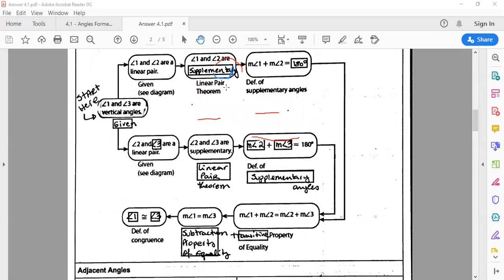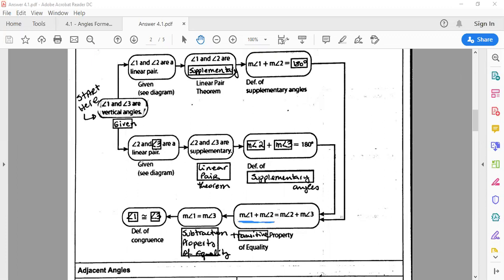So now, both of these statements that we just talked about are going to point to this box right here, okay? The measure of angle 1 plus the measure of angle 2, okay, which is right here at the top, is equal to the measure of angle 2 plus the measure of angle 3, and that comes from right here, okay? And remember, that is true because of the transitive property, right? Transitive property of equality.